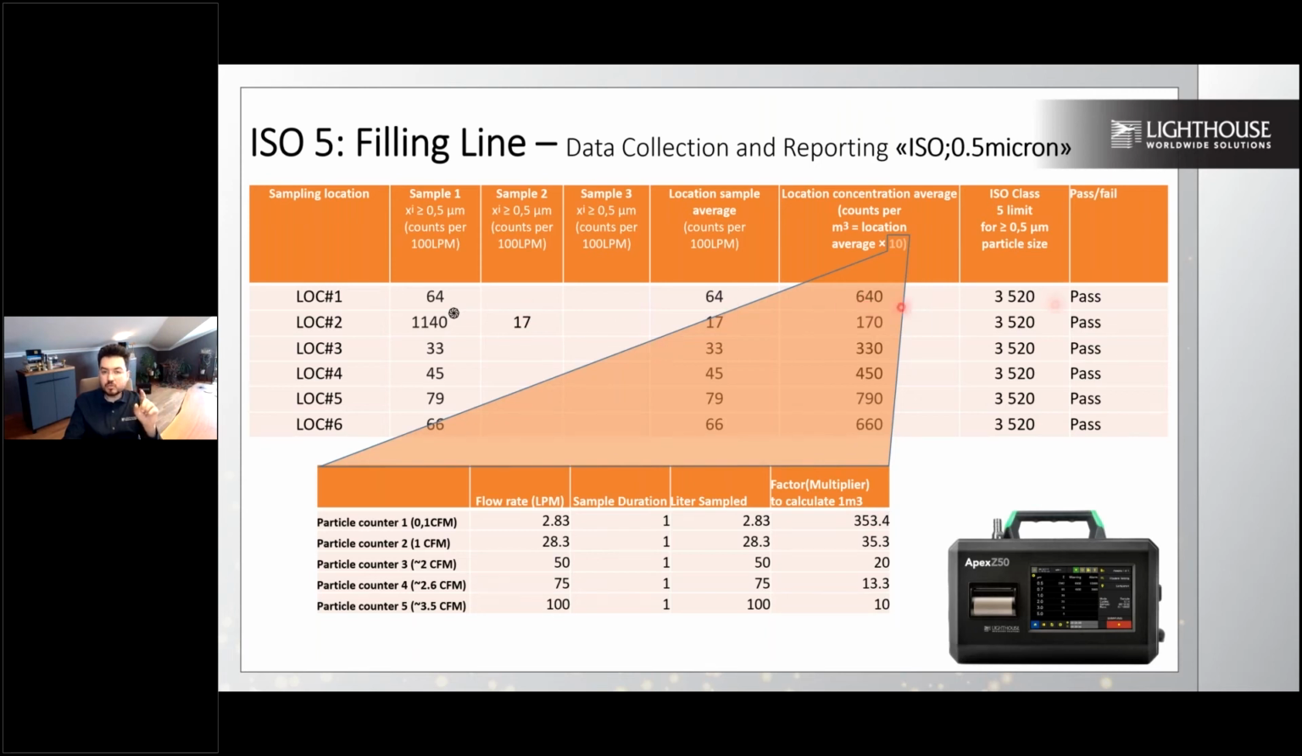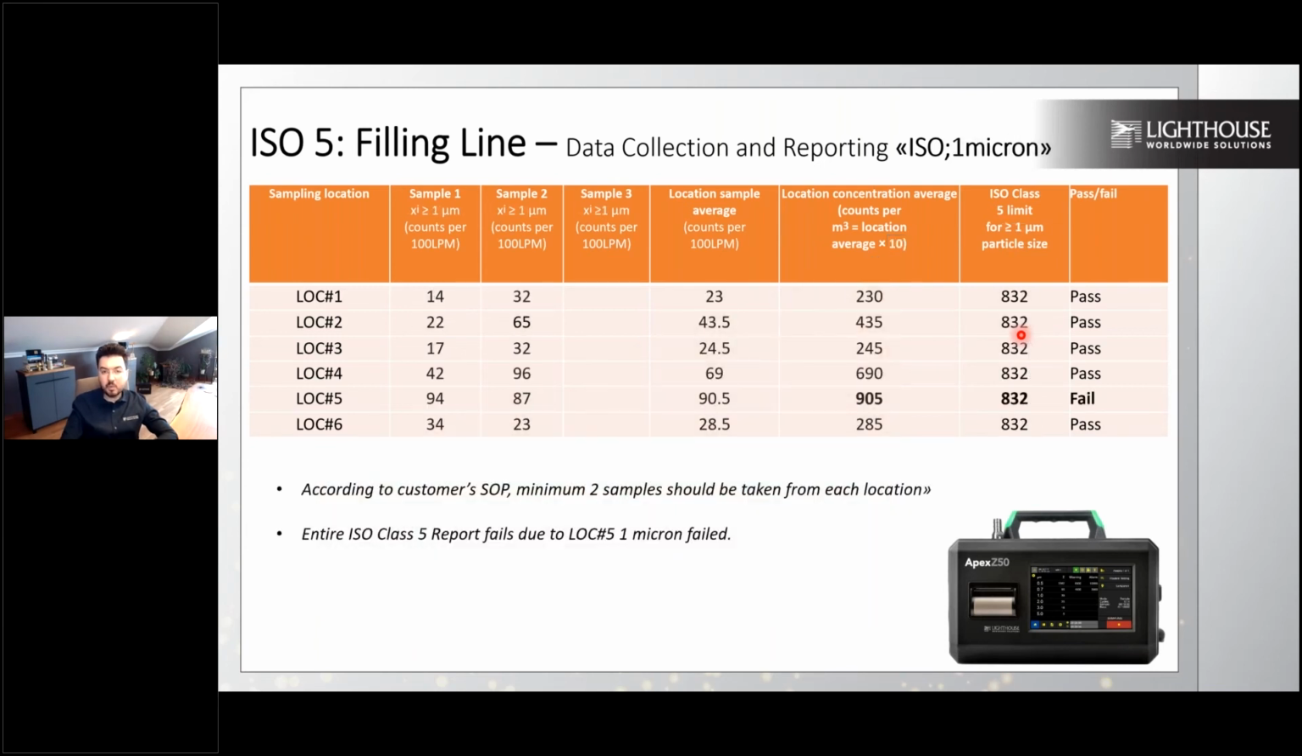Then, in order to consider your limits based on the ISO classification, which is per cubic meter, multiply it with this factor, and then you will make a comparison between these two. And since all locations pass for 0.5 micron, I'm okay with 0.5 micron. What about the 1 micron in ISO? As you can see, location number 5 is out of limit.